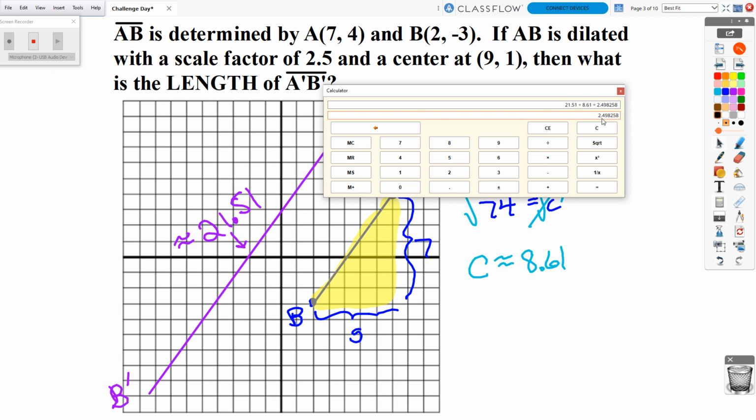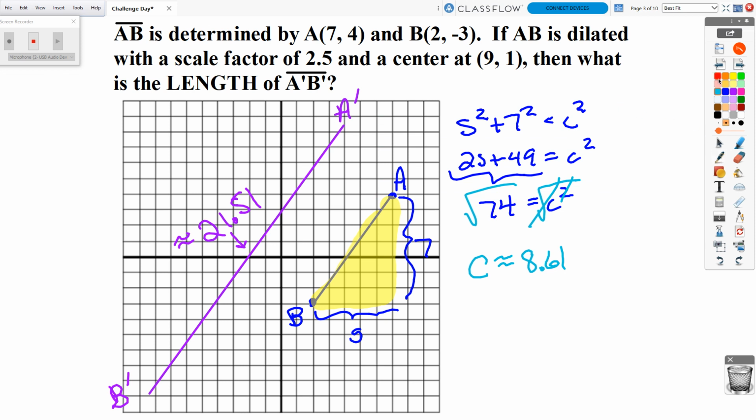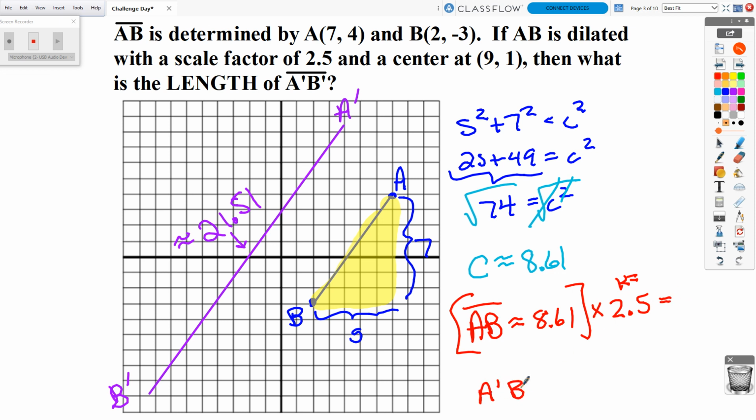It's 2.598258. That's really, really close to 2.5, is it not? So why isn't it exactly 2.5? Well, because we rounded our decimals, right? We went 2 decimal places. So what we really would find if we hadn't rounded at all is if we had taken segment AB, which was approximately 8.61, and if we multiplied it by the scale factor of 2.5, we would have ended up with the length of segment A prime B prime.